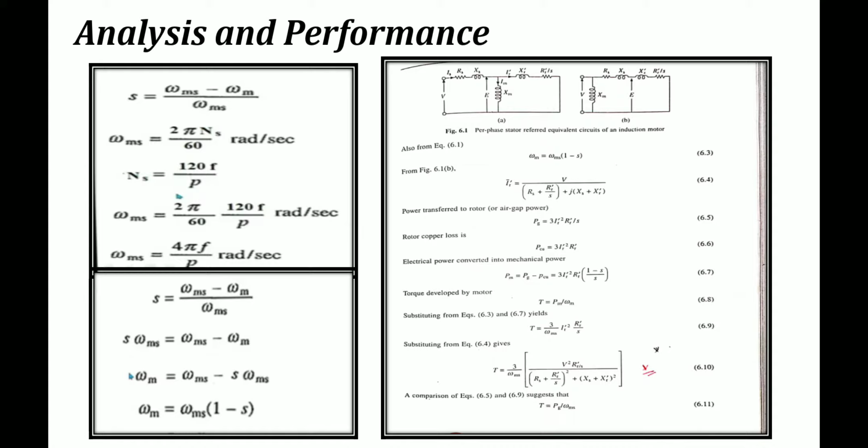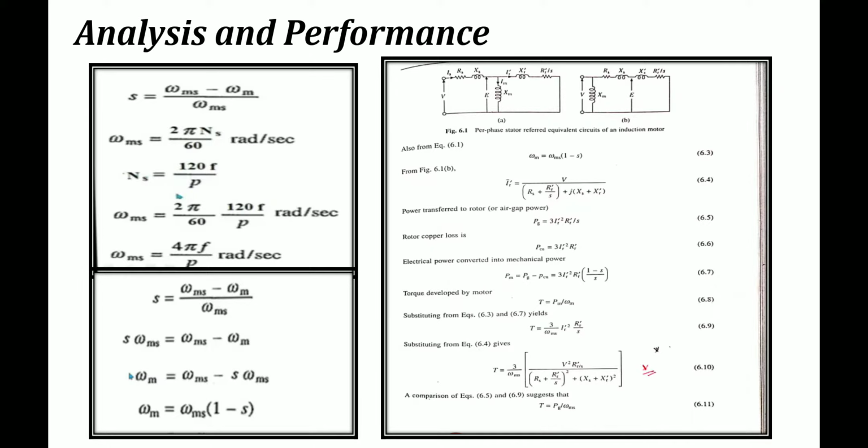Analysis and performance of three-phase induction motors. Basically, there are two types of three-phase induction motors. The first one is the squirrel cage induction motor. The other is the slip ring induction motor, which is also called the wound rotor induction motor. Correct.